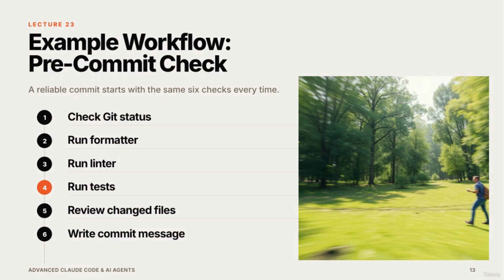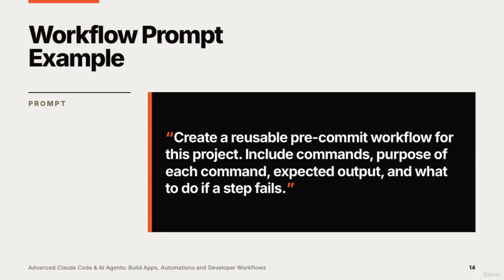Finally, write a clear and concise commit message. A good commit message explains what was changed and why, which is invaluable for your team and future reference. By consistently following these 6 steps, you can maintain a high-quality code base and avoid common issues that arise from unreliable commits. Here, we have an example of a workflow prompt designed to be reusable in a pre-commit setting.